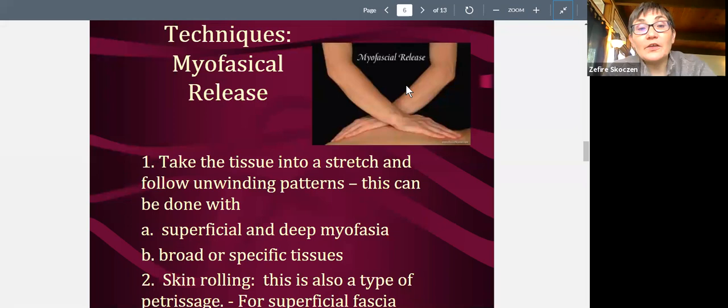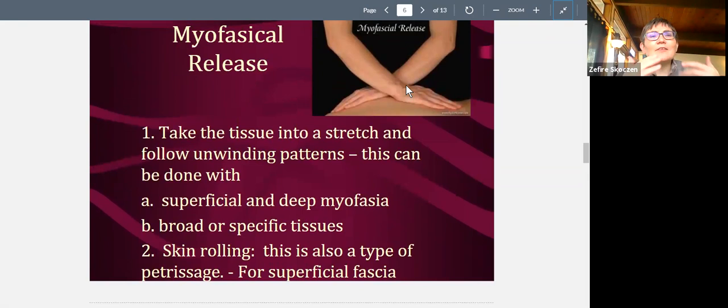Skin rolling is interesting because it is considered both a type of petrissage as well as a type of fascial release. So you can use skin rolling to warm up fascia, to assess fascia, to treat fascia, but only the superficial layers. And we'll definitely show you some in lab and let you practice with it. It's not most people's favorite technique. I wouldn't say that anybody's like, oh my God, that feels amazing. But if you do it carefully and you slow down where you're supposed to, it can be an effective technique just for the superficial fascia. Questions so far?